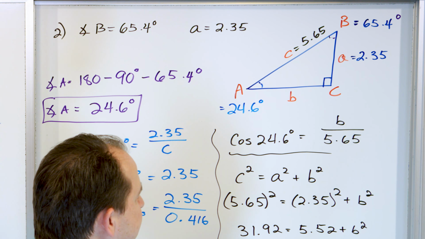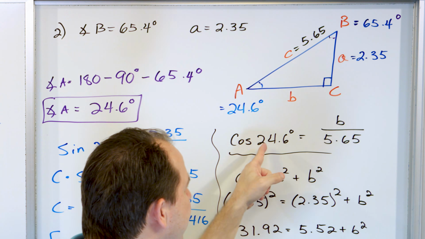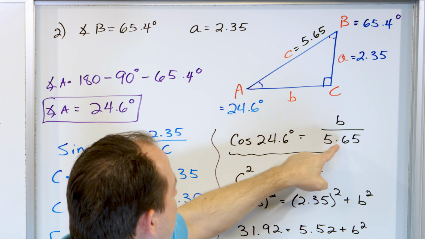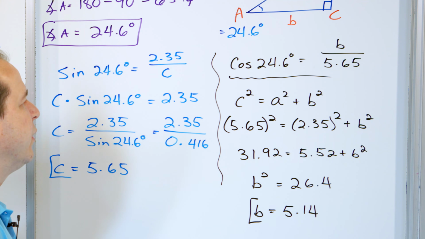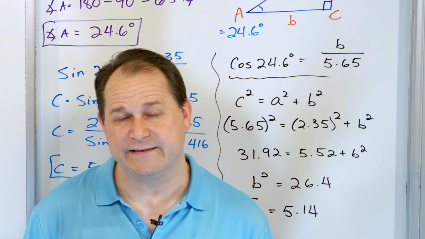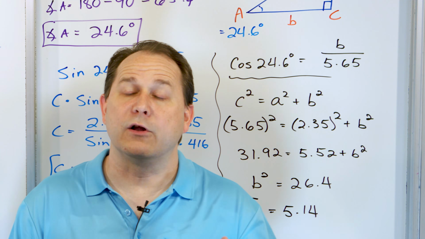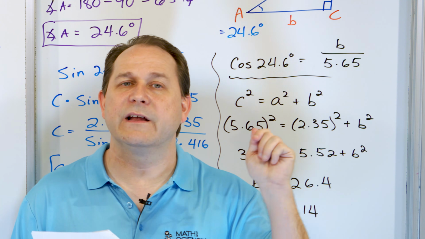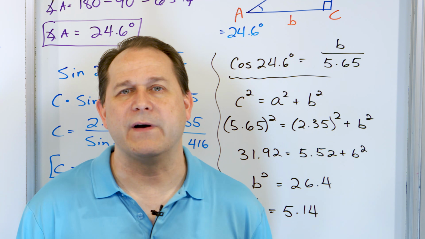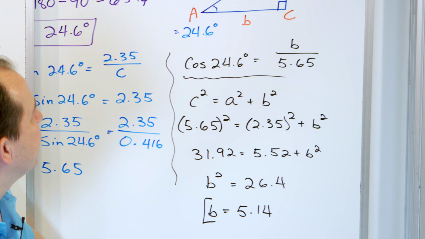Now I encourage you, even though we used the Pythagorean theorem here mostly for some variety, to go through and calculate the cosine and multiply by 5.65. You're going to get a value of B which matches exactly 5.14, because everything should be self-consistent. Whether you use sine and cosine or the Pythagorean theorem, as long as you're doing everything correctly, you'll always get the same answer. So check that out, and then let's go on to the next problem once you verify that you get the same answer. All right, now let's slide the board away and solve our last one of these problems.